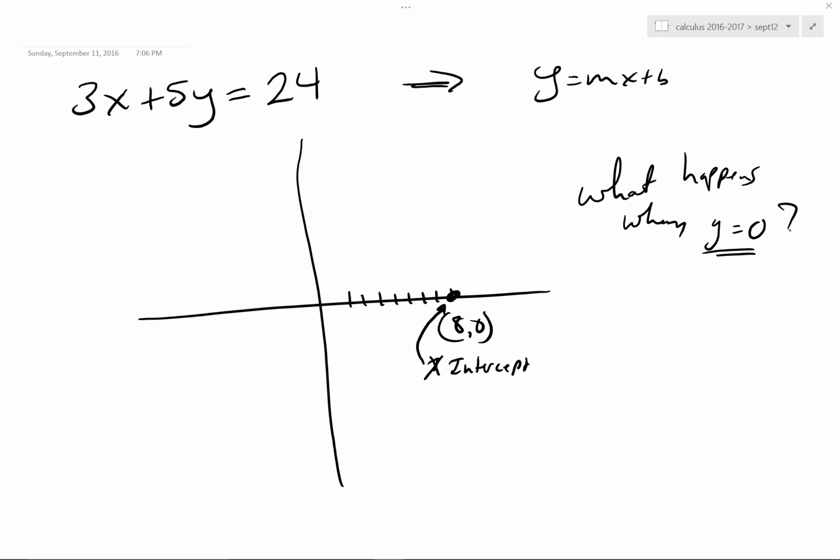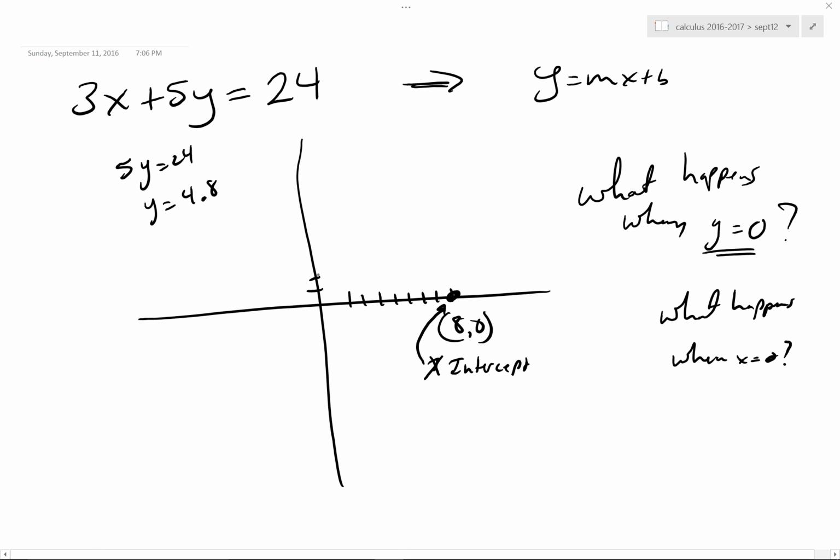Nice. Well, what happens when x equals 0? If x equals 0, we're on the y-axis. So x is 0, so it would be 5y is 24, so y would equal 4.8. Nice. 1, 2, 3, 4, 0.8. Voila, friends, this guy right here is the y-intercept. And this line is 3x plus 5y equals 24. And it's just an easier way to graph it.